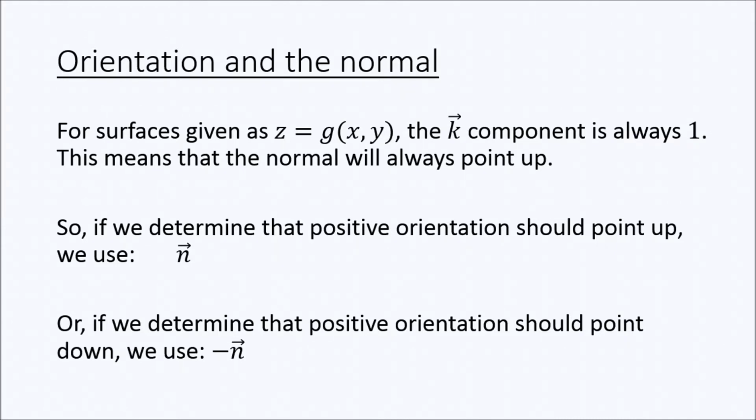And so if we determine that positive orientation should point up, or again, up-ish, we can use just our normal, using that formula from earlier. However, if we determine that positive orientation should point down, all we do is use the opposite, make everything negative. We still calculate the normal the same way, just make it negative to point down.